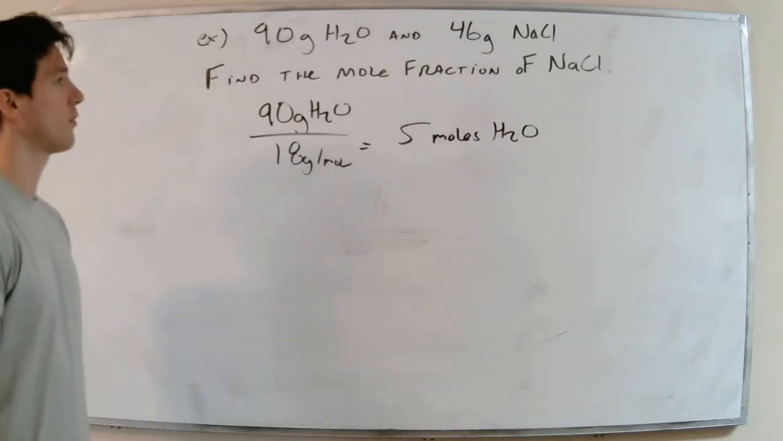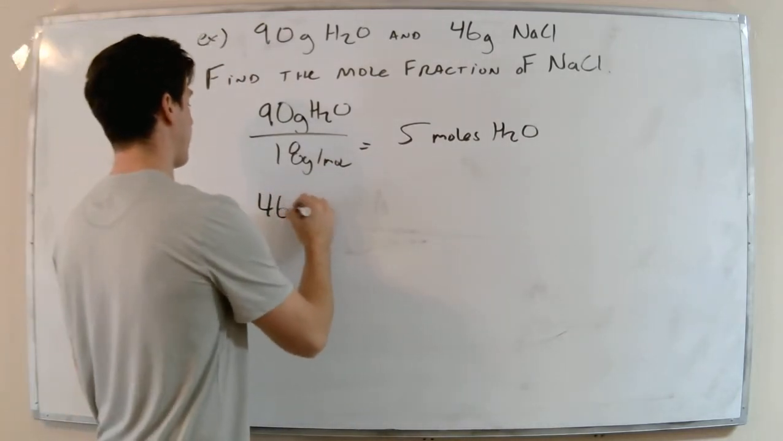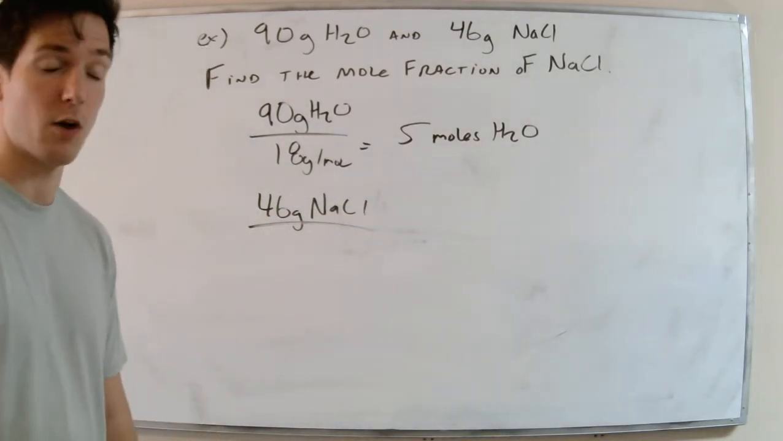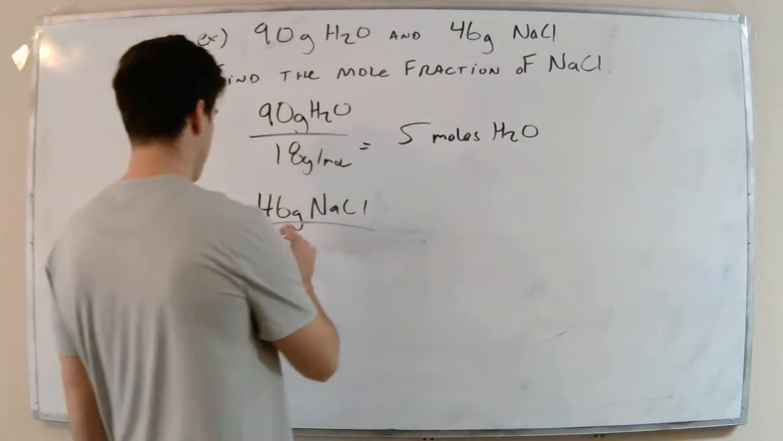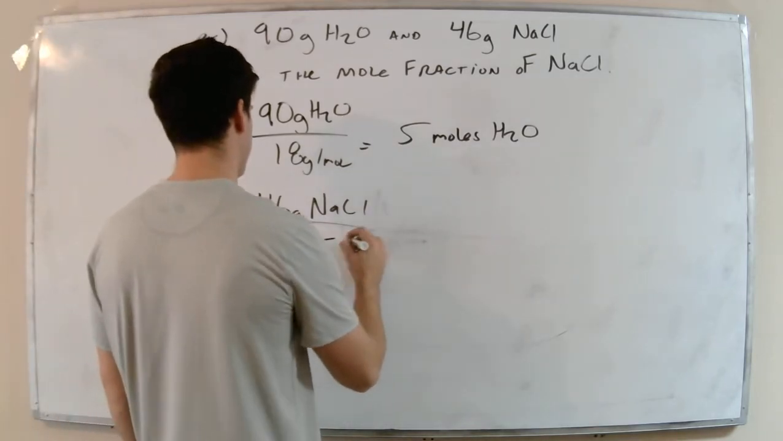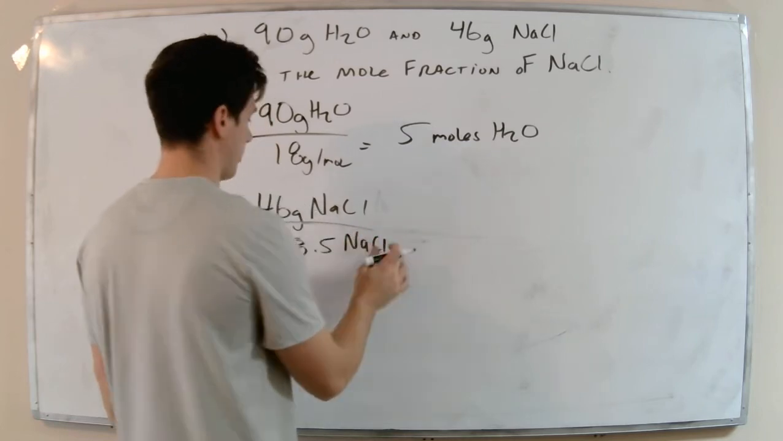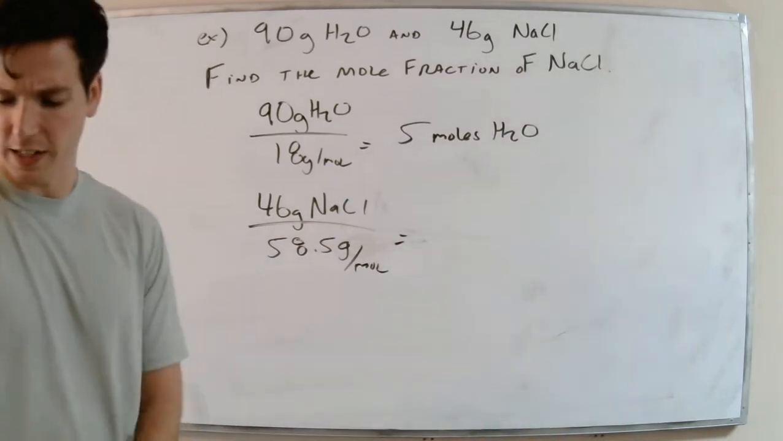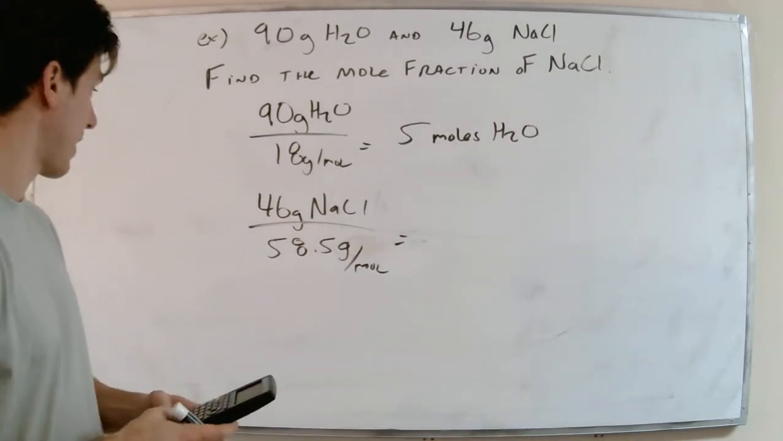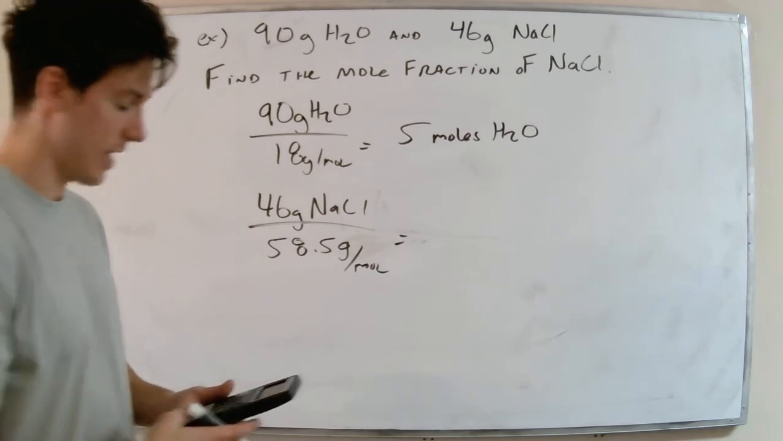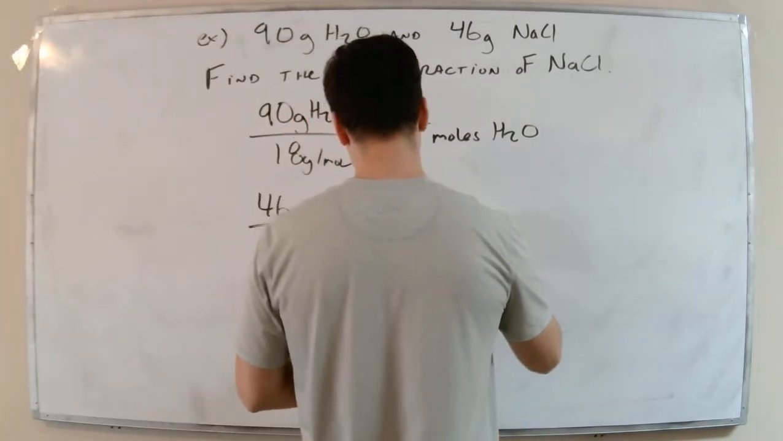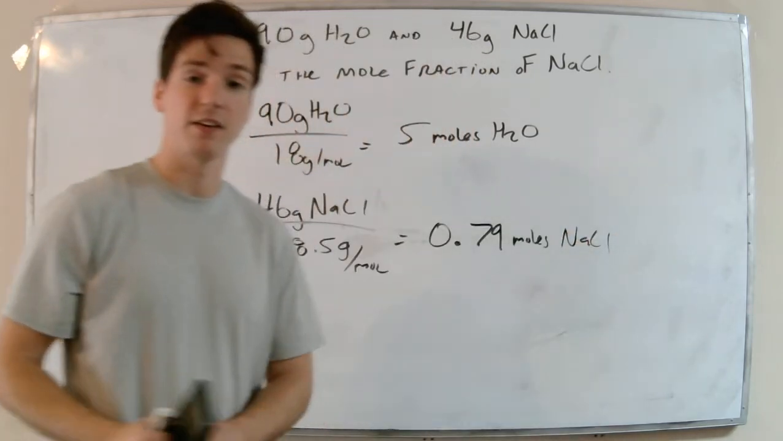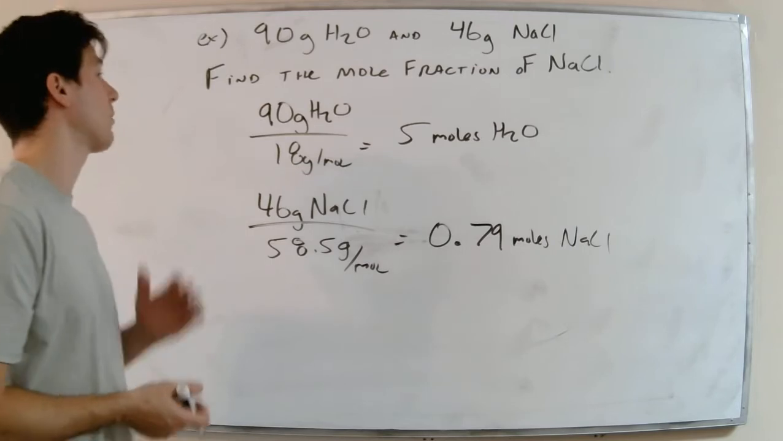And then the moles of NaCl, we got 46 grams of NaCl. We have to divide by the molar mass of NaCl, which is 23 plus 35.5, so 58.5 grams per mole. So let's take 46 divided by 58.5, and we get something like 0.79 moles of NaCl.